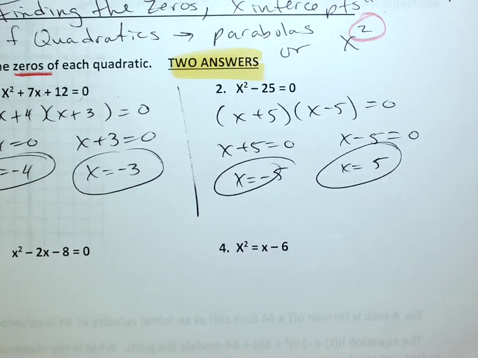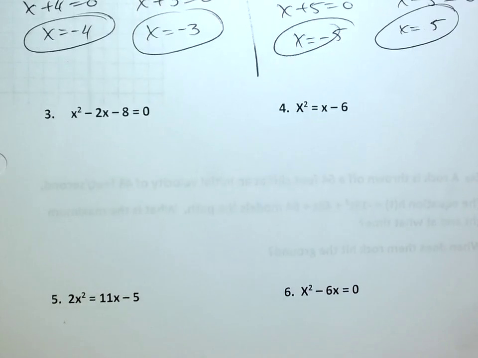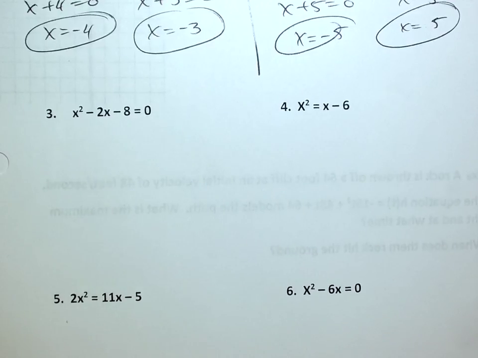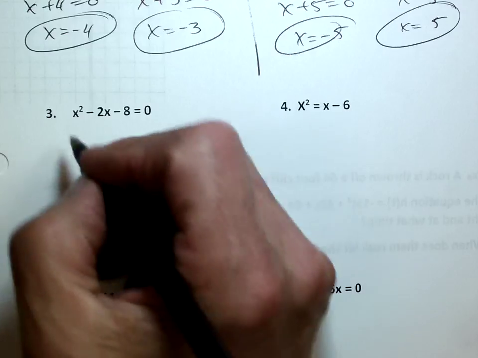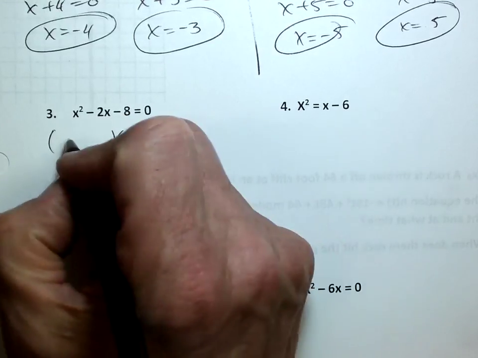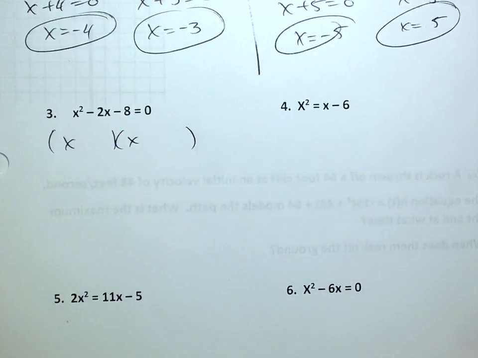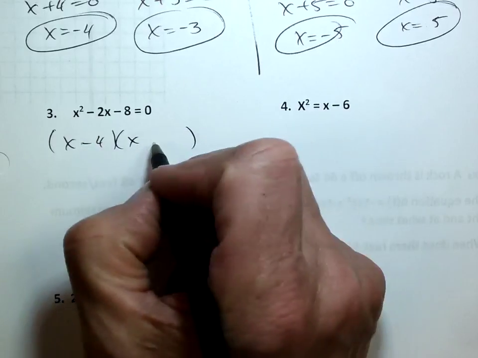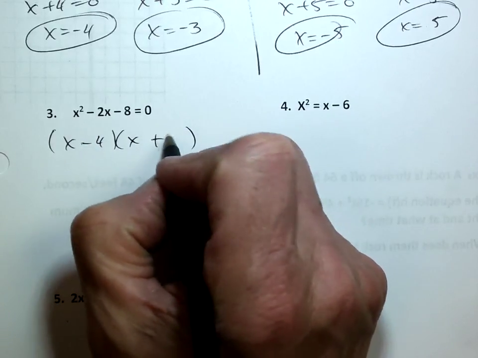Easy. If you can factor, this is easy. Okay, 3. What do you do about 3? Factor. x, right? -4 plus 2, right?